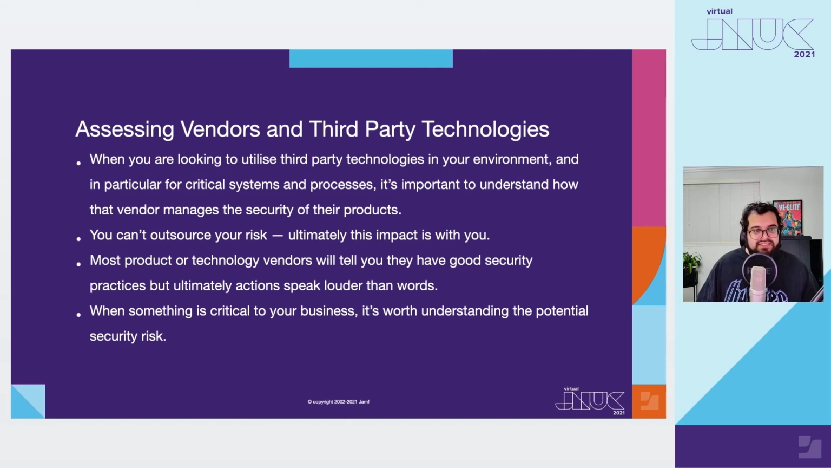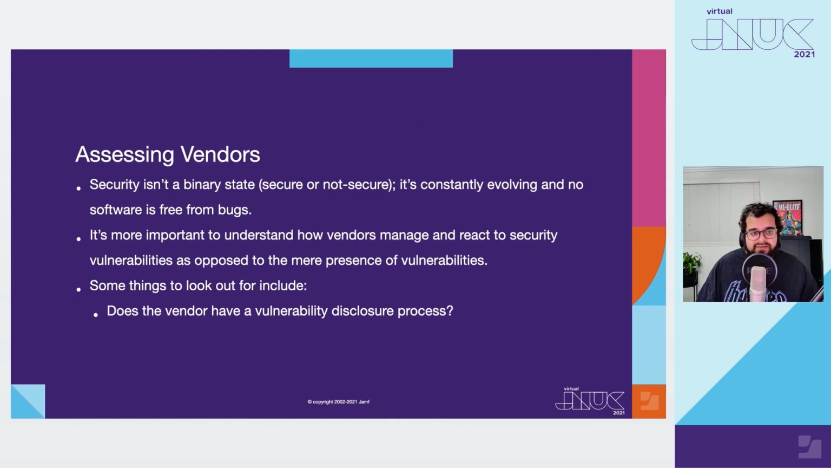So when it comes to mitigating the security risk, it's really important to assess vendors and third-party technologies. When you're looking to utilize third-party technologies in your environment, and in particular for critical systems and processes, it's important to understand how the vendor manages the security of their products. You can't really outsource your risk. Ultimately, this impact is with you. And most product and technology vendors will tell you that they have good security practices, but ultimately, actions speak louder than words. When something is critical to your business, it's worth understanding the potential security risk.